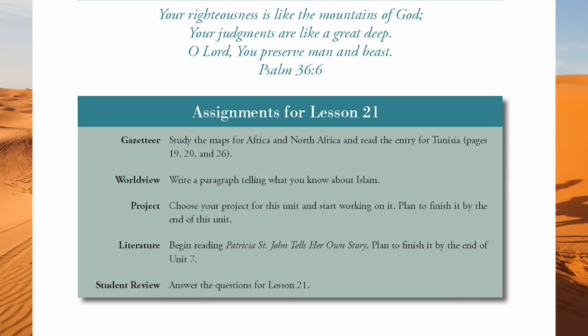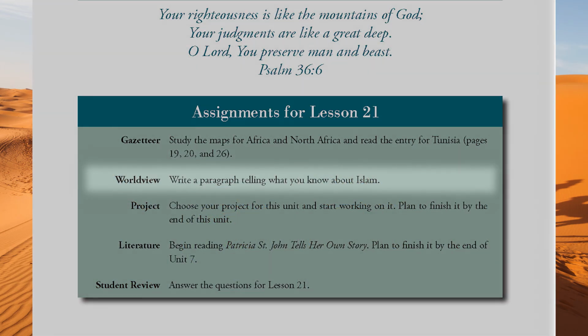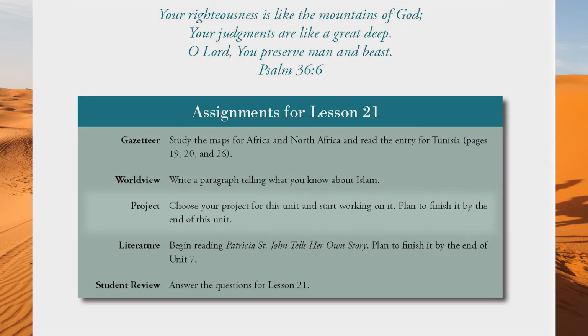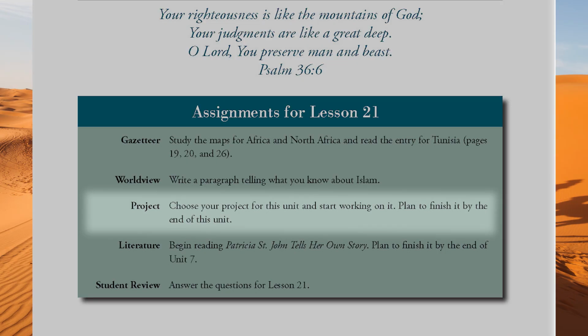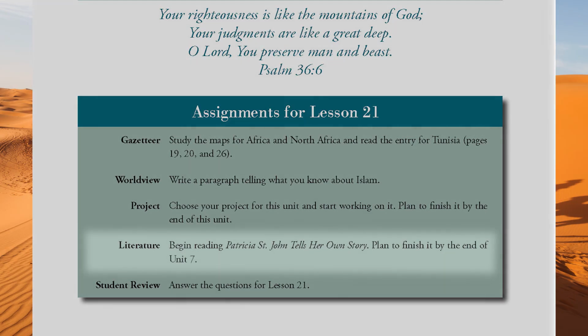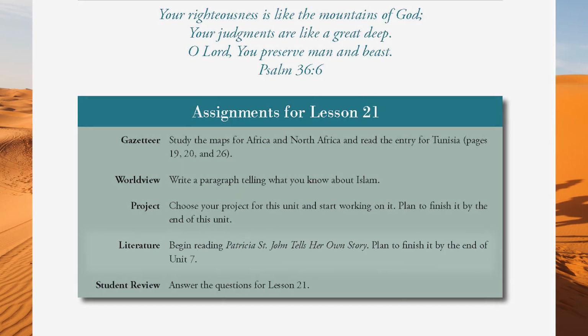3 or 4 times a week, the student has a worldview assignment that leads up to the topic of the final lesson in the unit. There are reminders to work on the project and to plan to finish it by the end of the unit, and to read the literature title. Today's literature assignment tells the student to start reading St. John's memoir and tells her when to plan on finishing the book. The text tells students when to start and when to finish each literature title.